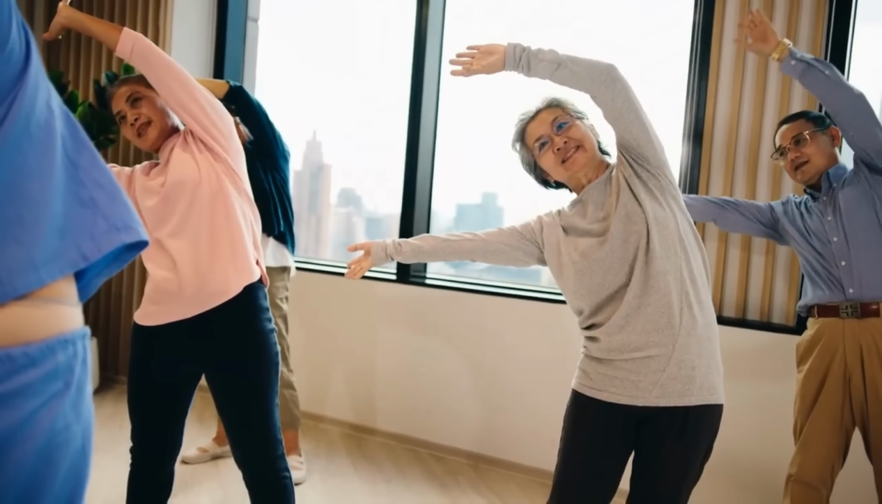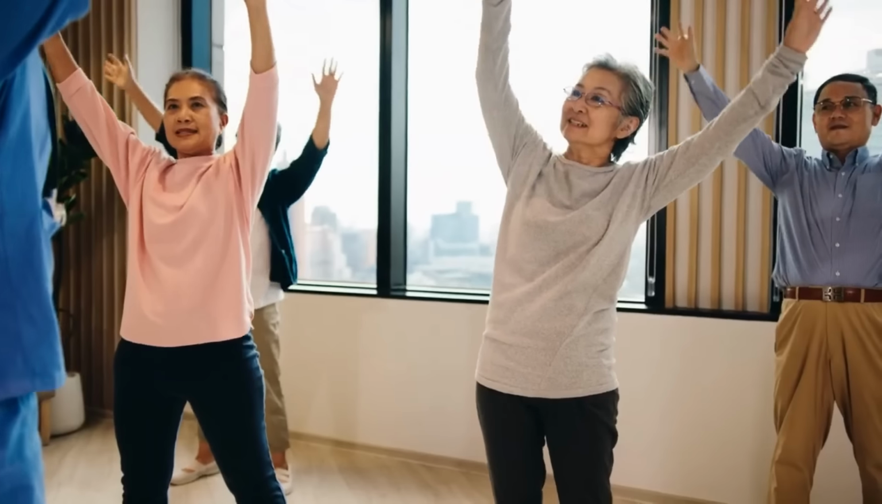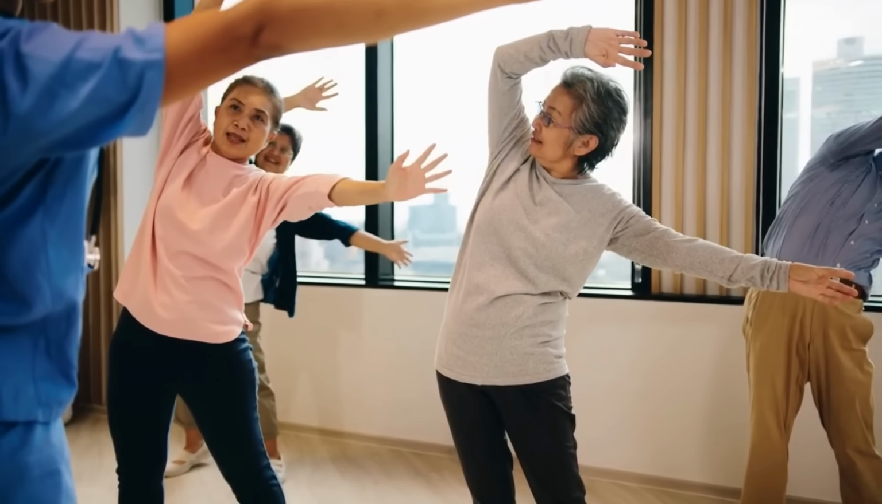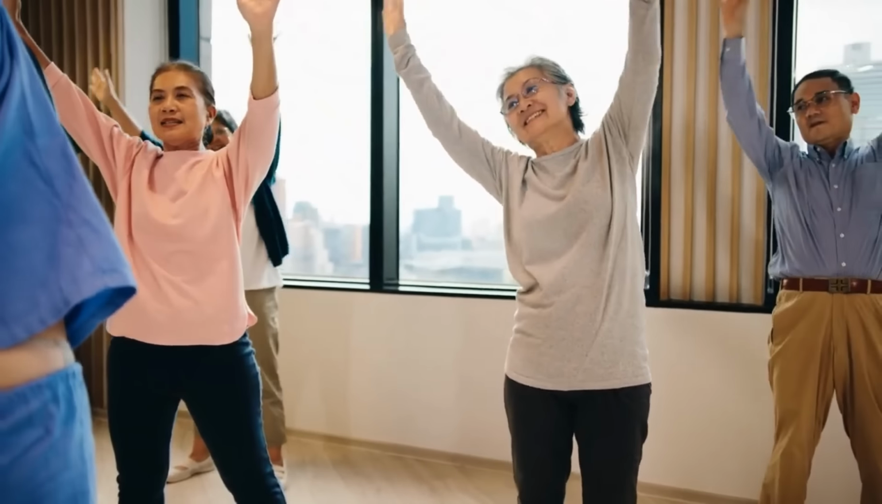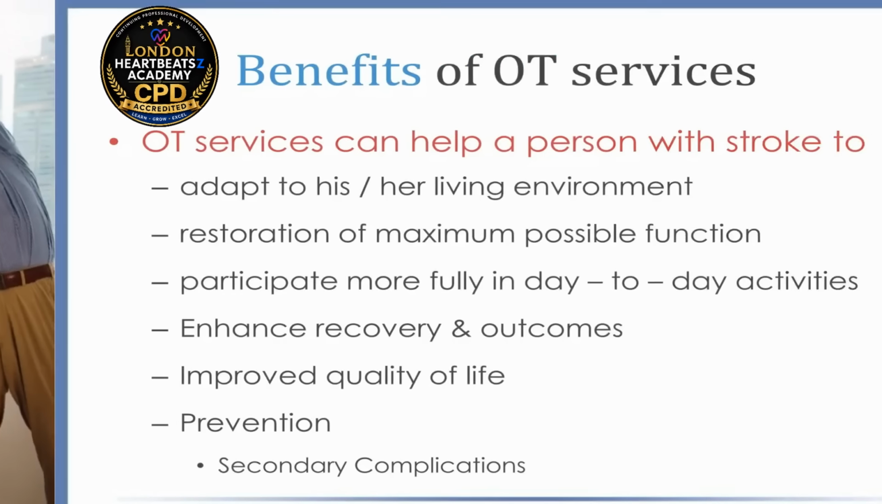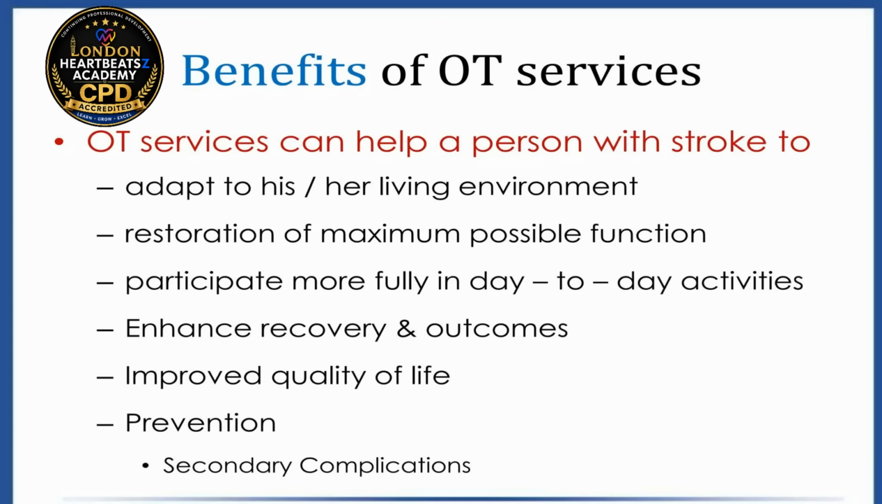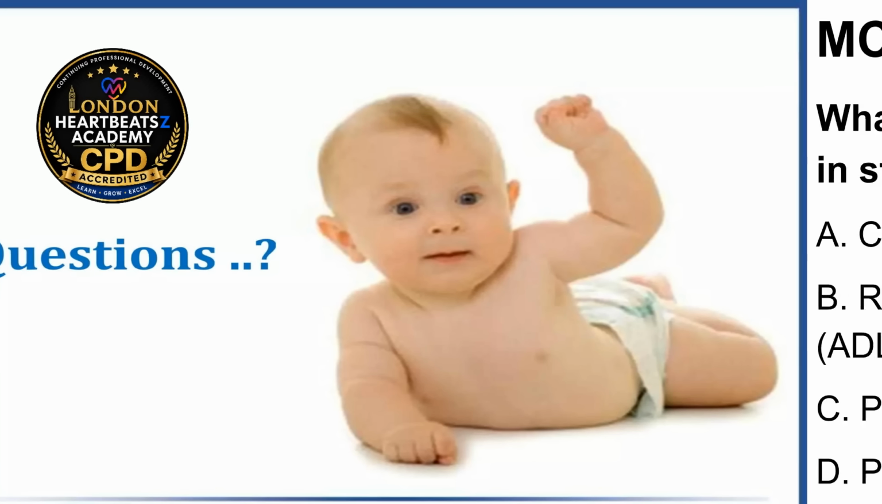Learning point: stroke rehabilitation extends beyond hospital discharge, focusing on meaningful participation, social engagement, and sustained independence in everyday life. Ultimately, occupational therapy helps patients adapt, restore function, participate in daily life, and improves their overall quality of life while preventing further complications. Multiple choice questions.